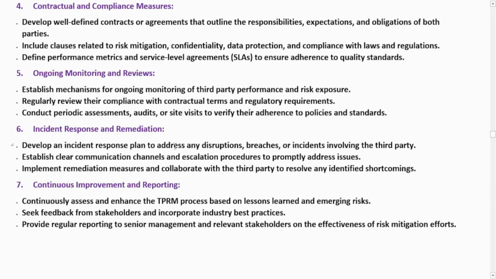The sixth step is incident response and remediation. In this step, companies develop an incident response plan to address any disruptions, breaches, or incidents involving the third party. They establish clear communication channels and escalation procedures to promptly address issues. They also implement remediation measures and collaborate with the third party to resolve any identified shortcomings.